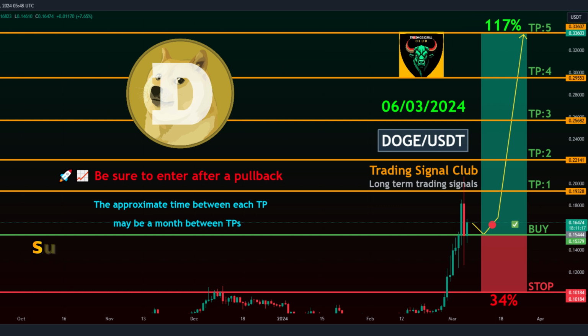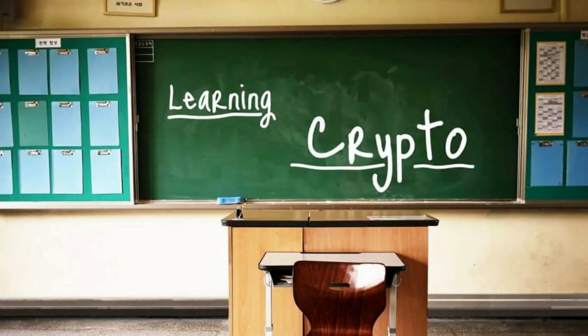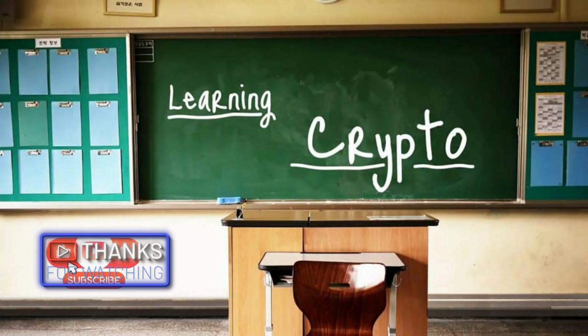Target 5, 0.33607. Stop loss. Stop level, 0.10184. Important note, remember to move your stop loss to your entry or previous take profit level after reaching any take profit. This helps protect your profits and limit losses if the market turns against you.